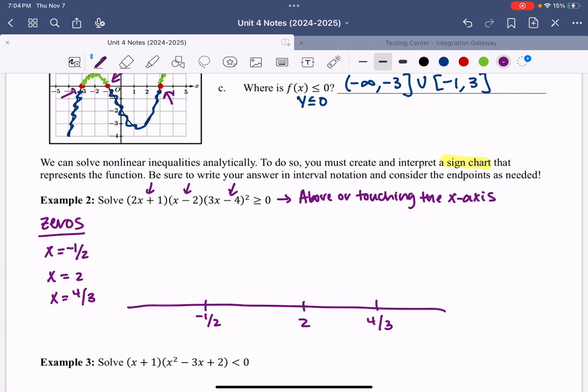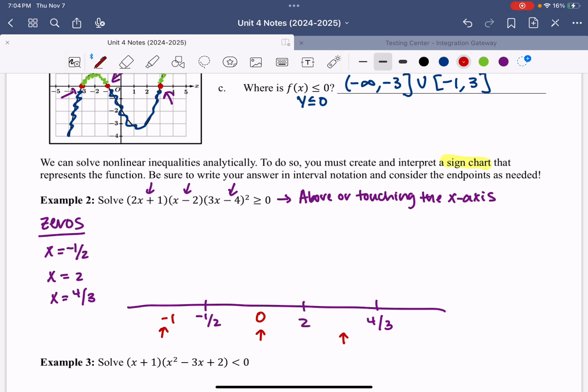Okay, and so what we're going to do is take some test values, and I'm going to find test values in between the 4 different regions that we have. So my first test region is here, and I might use a test value of -1. I know that's within the region. My next test value is here. I might use 0. Whenever possible, 0 is a really nice one to use. My next test region is going to be in here, so between 2 and 4/3.